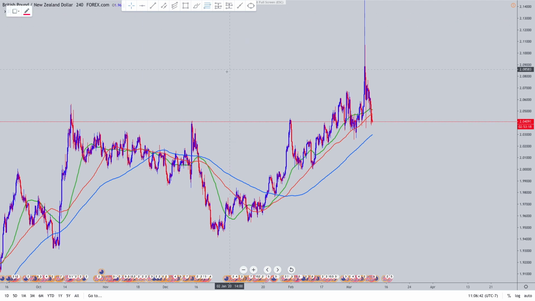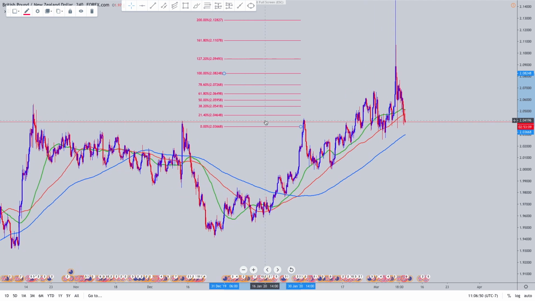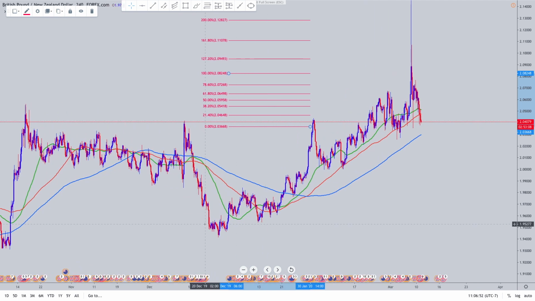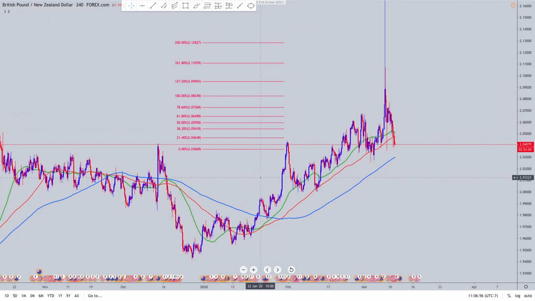Basically, this is what a Fibonacci looks like. You draw it from a high point to a low point, or a low point to a high point if you're looking to go short, right? If it's in a downtrend. And again, it has to be a trend. Ranging, there's really no use.